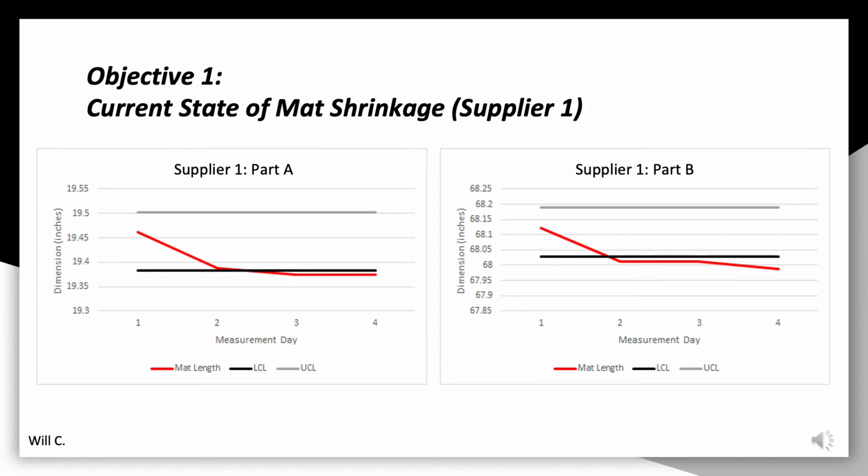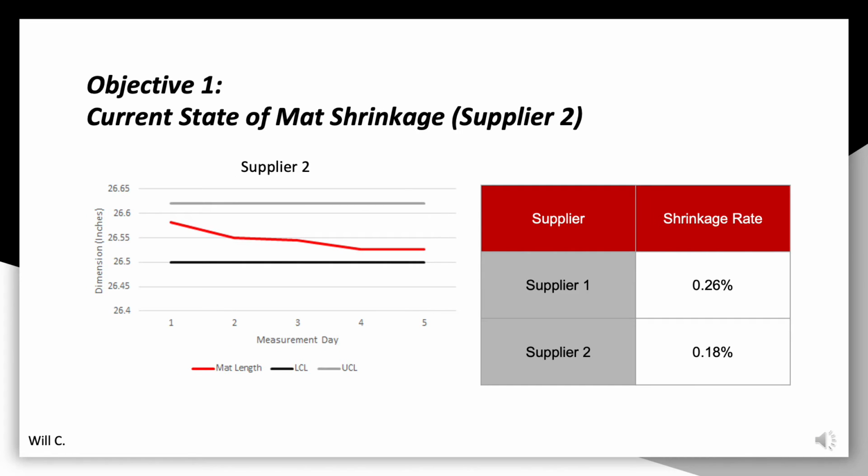Now we will take a look at the shrinkage rates between the suppliers. Samples were gathered and monitored over a 2-week time period for Supplier 1. Here you can see control charts our team constructed to represent the shrinkage rates. You can see that Supplier 1 consistently shrinks out of tolerance.